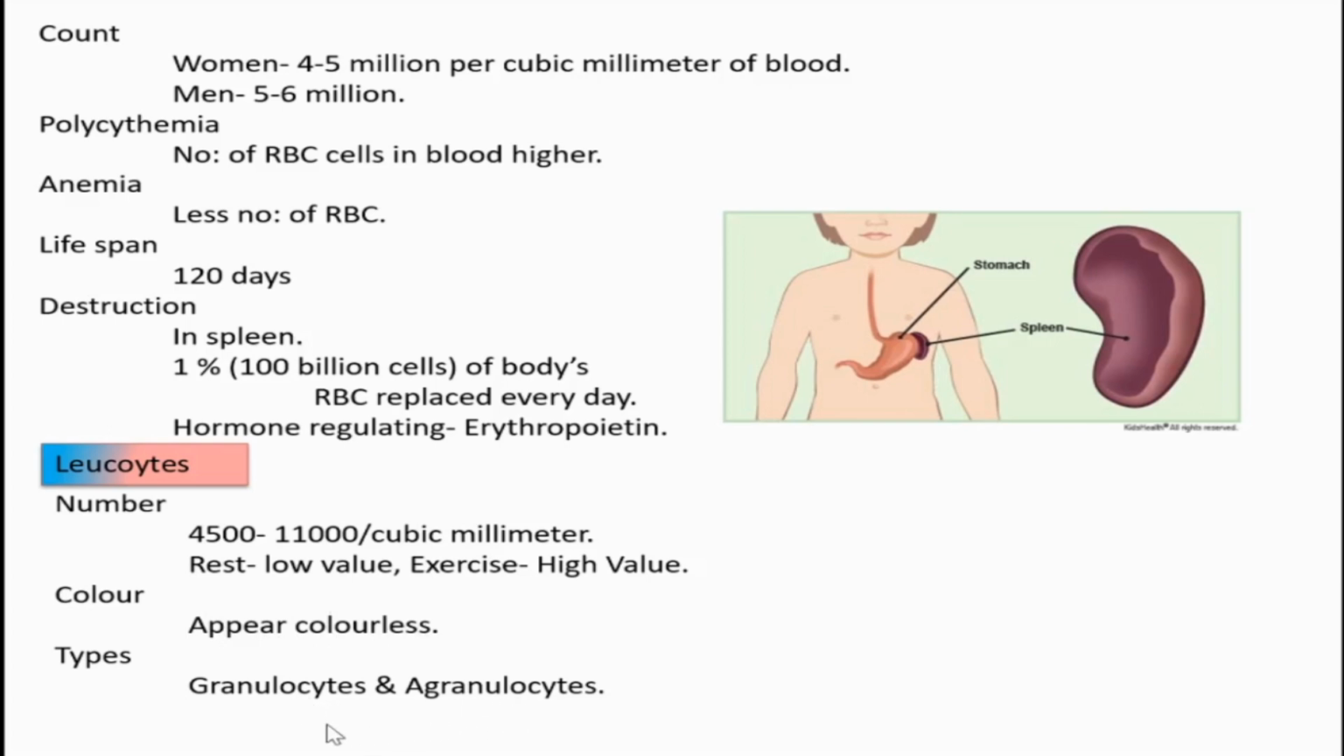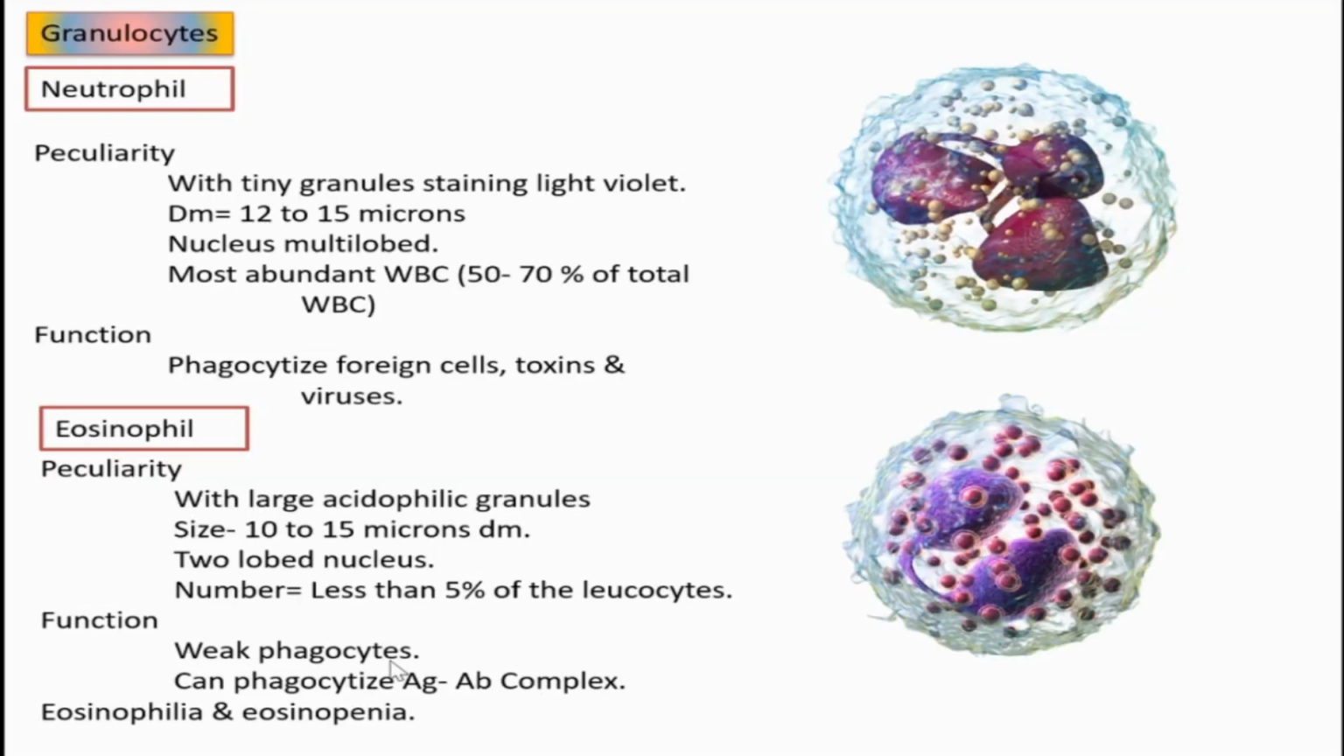That classification mainly depends upon whether the cytoplasm of that WBC contains granules or is devoid of granules. If granules are present, that type of WBC is called granulocytes. If granules are absent, that type of WBC is called agranulocytes. First, we are going to learn about granulocytes.